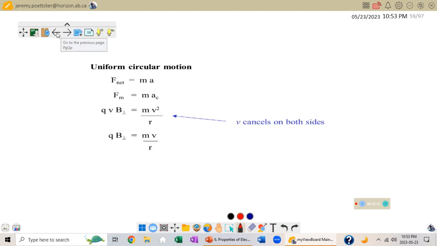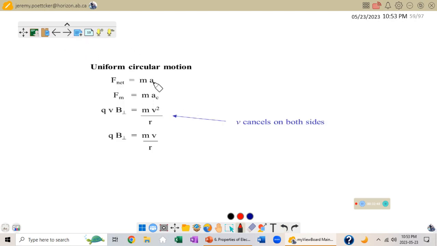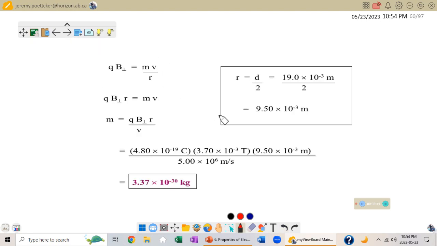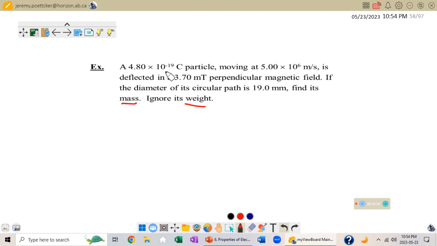So let's take a look at what we're going to do with this. Going back to the question: perpendicular magnetic field, diameter of its circular path. As soon as we see that, F net equals ma, and this is in fact ac. The only force acting on it is the magnetic force. So FM equals mac. qvB is equal to mv squared divided by r. Divide by v, and we're left with qB equals mv over r. Lovely. Now, in this case, I know the charge, since I'm given the charge in my original question. So let's work through that here.